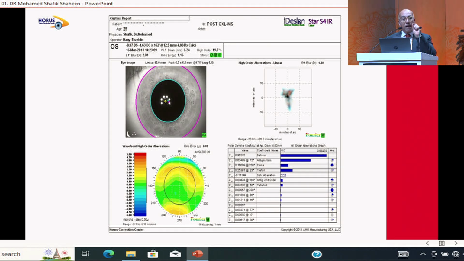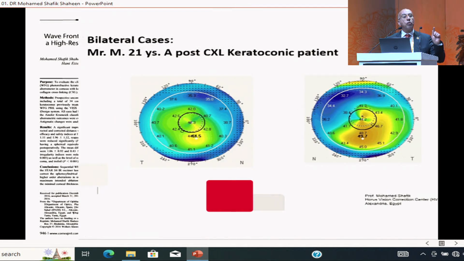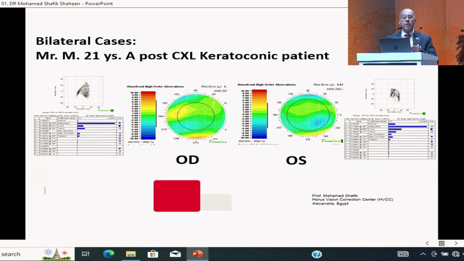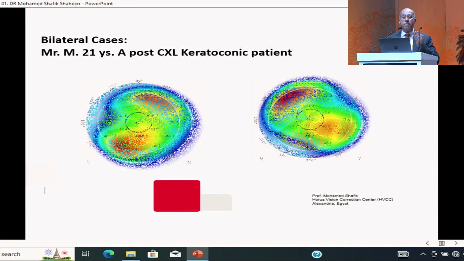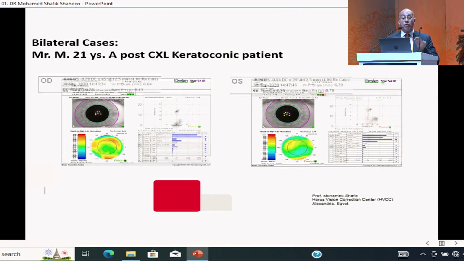You have a nice point spread function at the end, and it was my publication in 2016, shifting to wavefront guided ablation and treating keratoconus after 1 year of cross-linking, to address properly the irregular cornea. You have hundreds of bilateral keratoconic patients. When you create a nice shape with a wavefront guided ablation profile, you target more or less emmetropia for those patients.